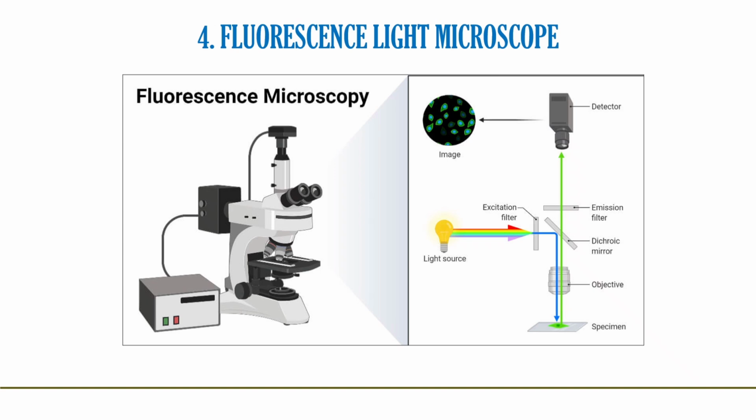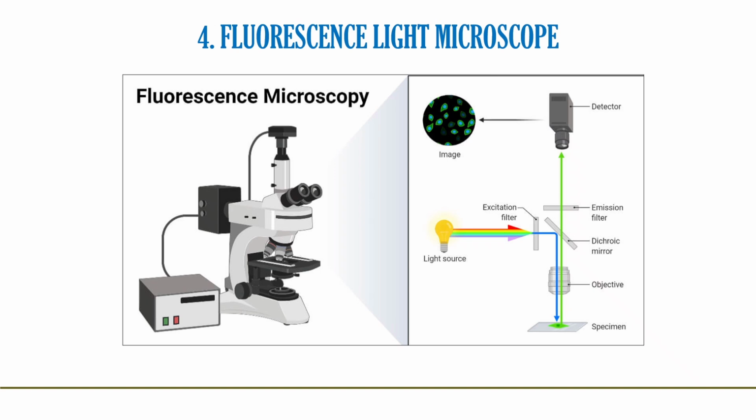A fluorescence microscope has a strong light source, such as a mercury lamp, xenon lamp, LED, or laser. The light passes through an excitation filter that chooses the exact color needed to make the sample glow. A dichroic mirror then directs this light onto the specimen. When the sample glows, the dichroic mirror allows this new colored light to pass through a different path. The emission filter ensures only the glowing light reaches the detector.